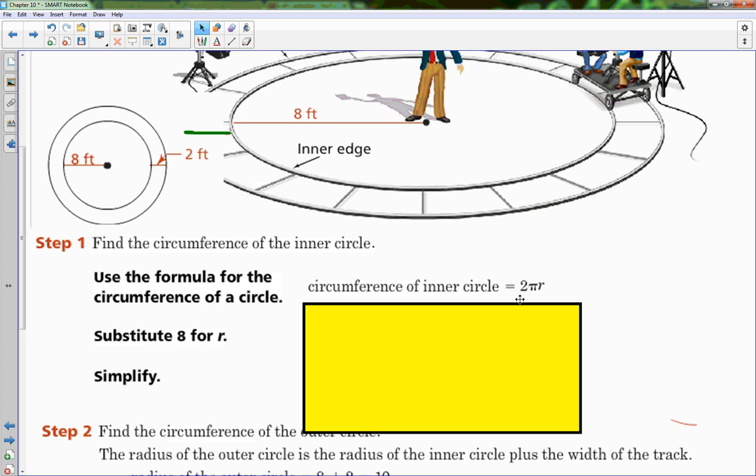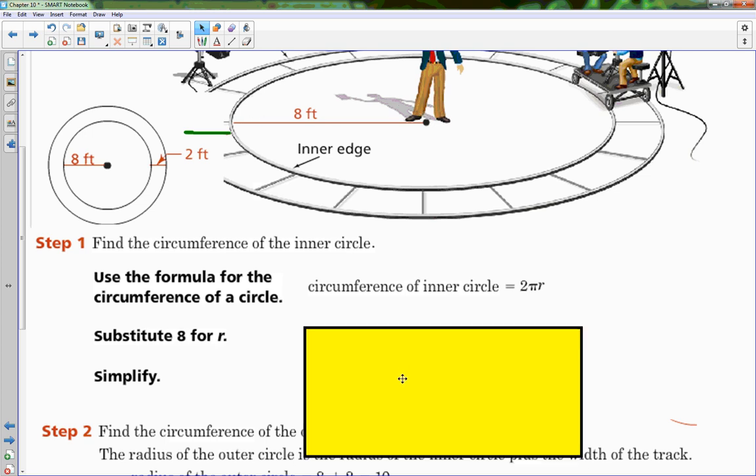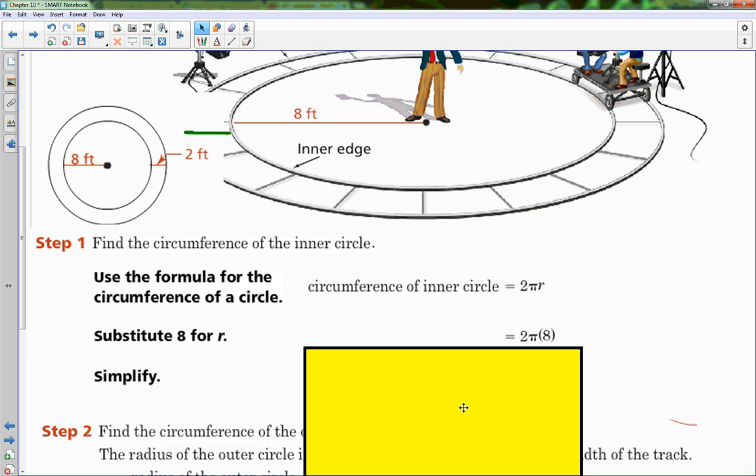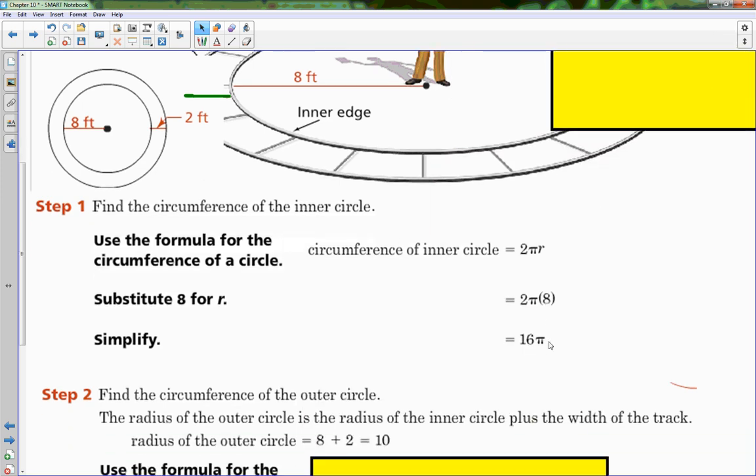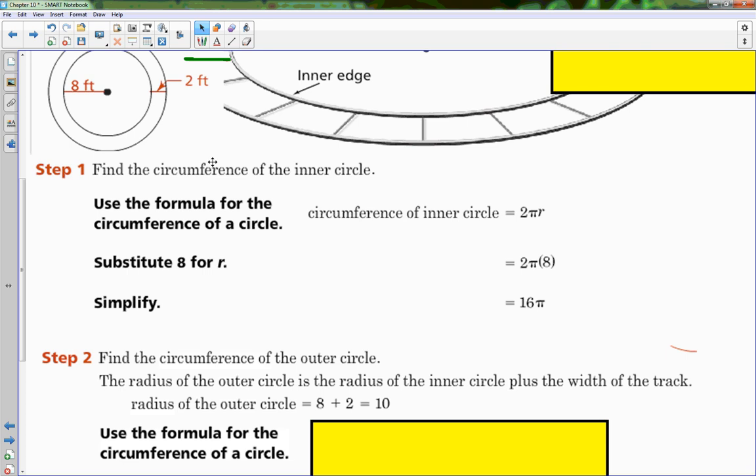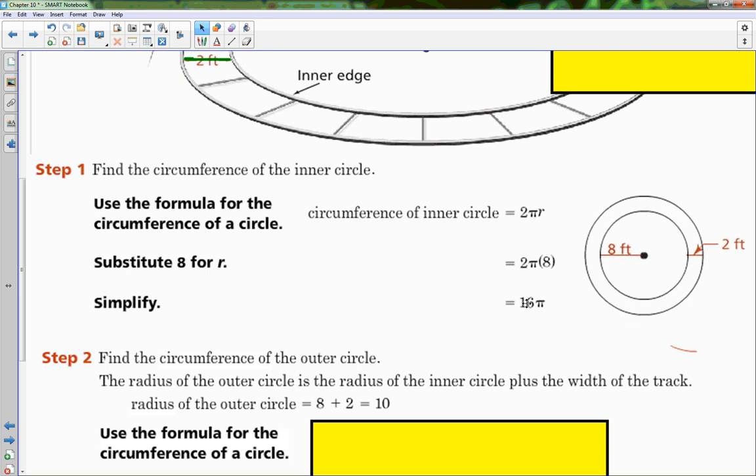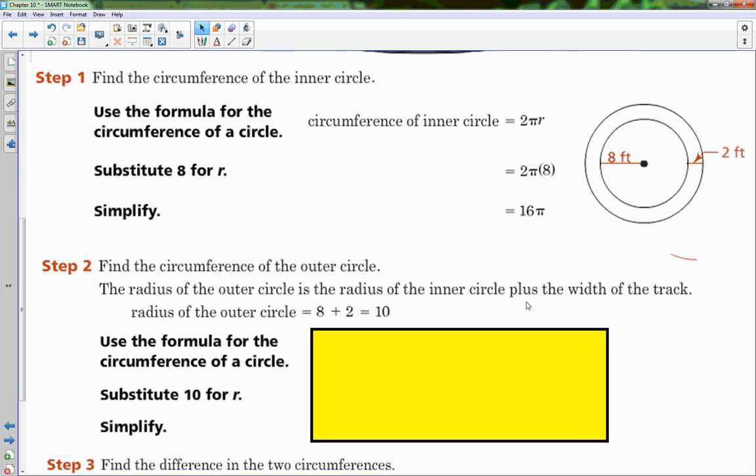Circumference of a circle is 2 pi r. Make sure we write that formula down because we're using it. We are going to put in a radius of 8 for r, and then simplify it. So that is equal to 16 pi. All right, so that's how far around we go with 1 on the inner loop.